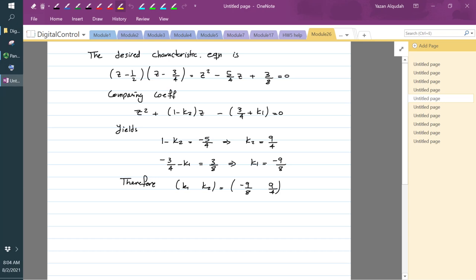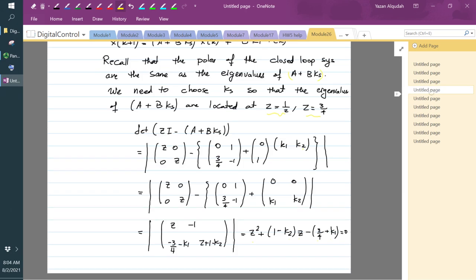So therefore, the desired characteristic equation, this is what the design wants us to meet, is we want a pole at 1/2 and a pole at 3/4. So z minus 1/2 multiplied by z minus 3/4 gives me a characteristic equation that is z squared minus 5/4 z plus 3/8 equal to 0.